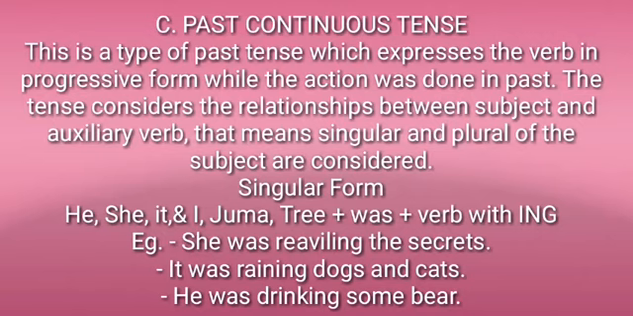Now, from the first sentence, she was revealing the secrets. The pronoun she is in singular, plus the auxiliary verb, that is, the helping verb was, plus the verb reveal, which means that the verb reveal has been added the ing form at the end of it. That's why it is read as she was revealing the secrets. The same knowledge from the first sentence is applied in the second and the third sentence.